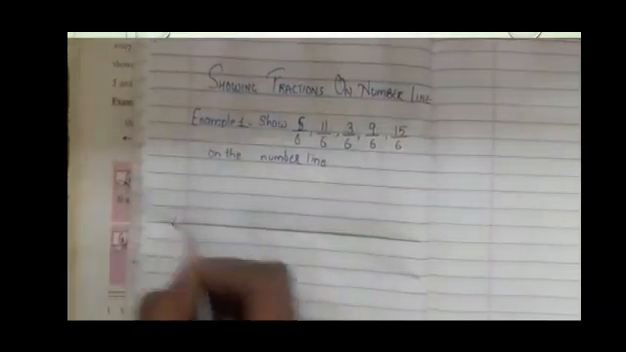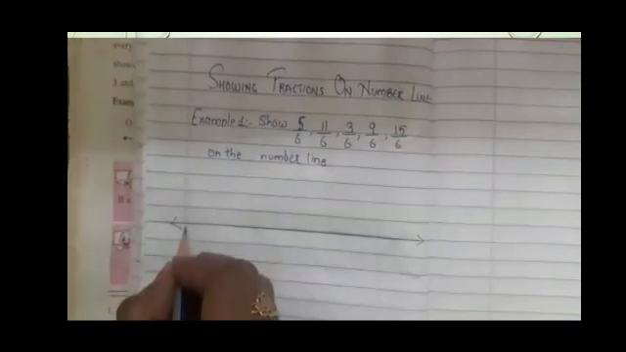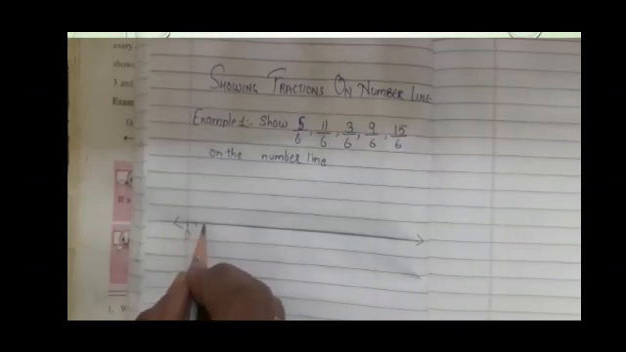Now you all can see what the denominator is here. Yes, it is 6. So we will be taking 6 equal parts between the numbers. I have drawn the line here. Now it will be 0. Now I want 6 parts, so I will take a little smaller distance. 1, 2, 3, 4, 5, 6.